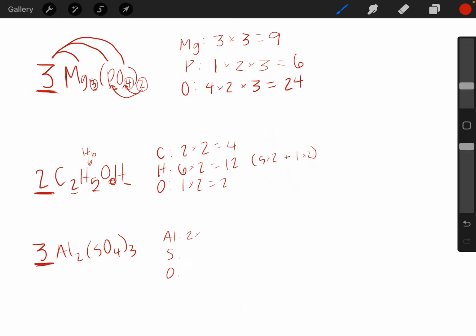Aluminum starts with 2, there's no parentheses there, but there is the big coefficient, so that makes 6 aluminums. Sulfur, there's technically a 1 right there, times the 3 outside of the parentheses, times the big coefficient, so that makes 9. And then oxygen has 4 times that 3 times that 3. So 4 times 3 times 3 is 36. Total atoms of oxygen within that compound with the coefficient.